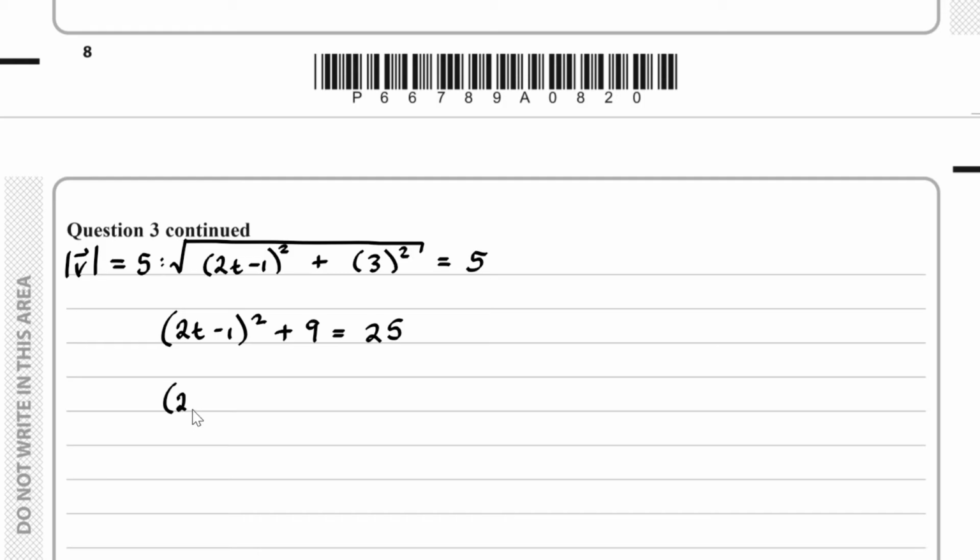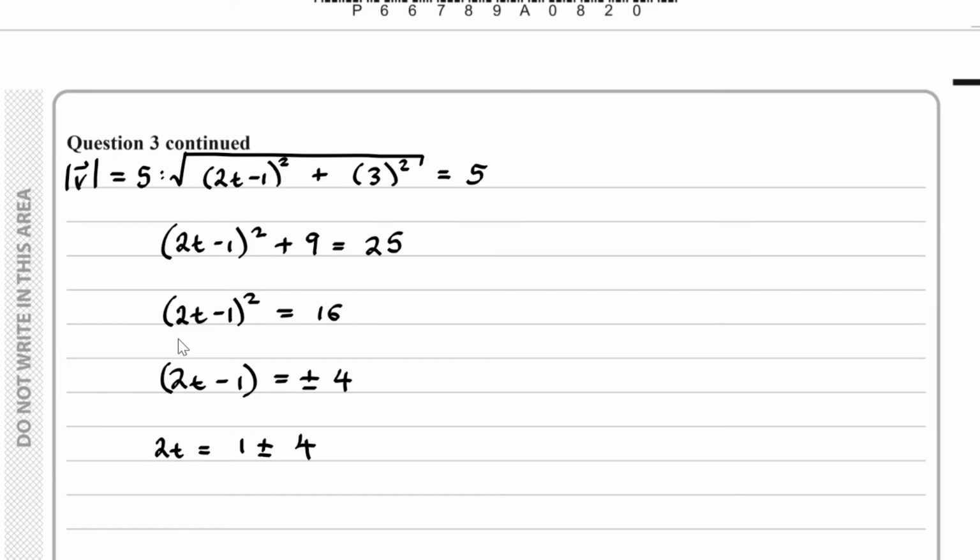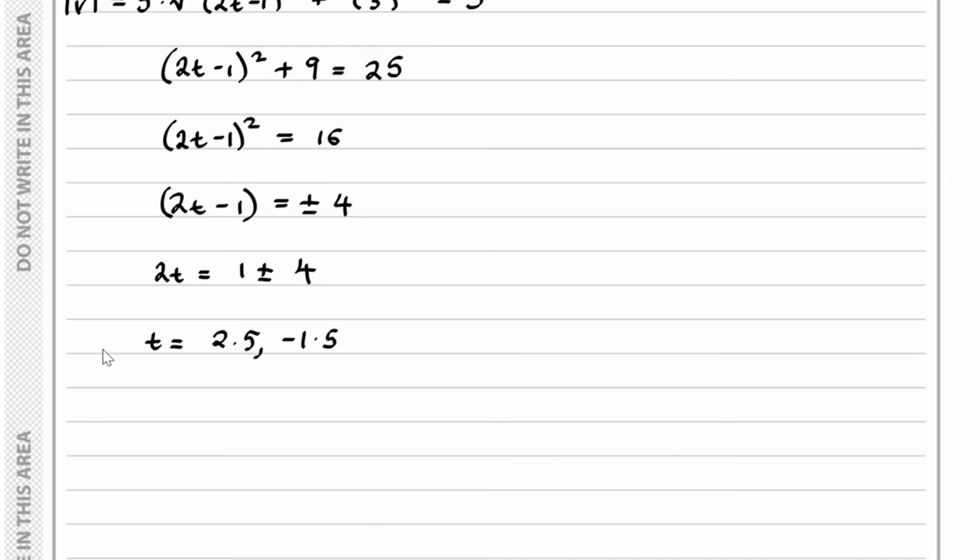So we have (2t minus 1) all squared is equal to 16. 2t minus 1 is equal to plus or minus 4. 2t is equal to 1 plus or minus 4. So therefore we end up with two t values. t is equal to 2.5 and minus 1.5. And therefore the only t value which is acceptable is 2.5 seconds. And that's because t is greater than or equal to 0.